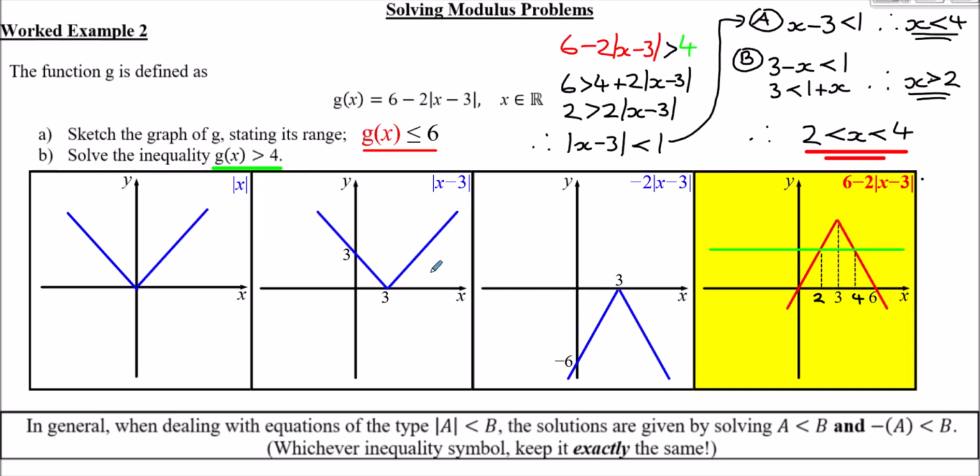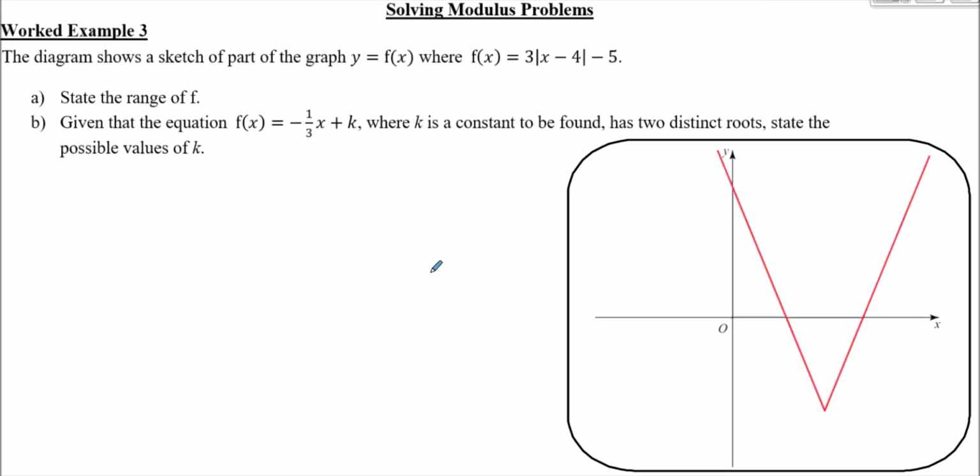Finally, another worked example. So worked example 3, this is an exam type example. So we've got a diagram showing the sketch of part of a graph y equals f of x shown in red, where f of x is 3 mod of x minus 4, then all of that minus 5. First of all, we need to state the range of f. Part A is fairly straightforward.